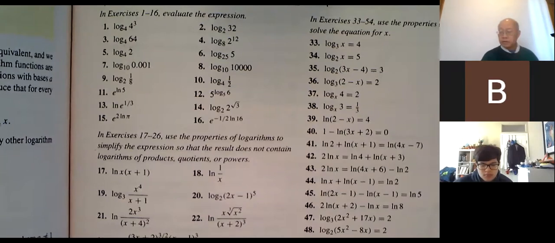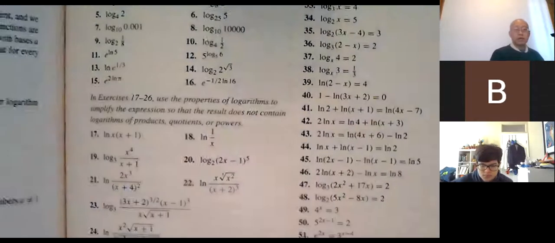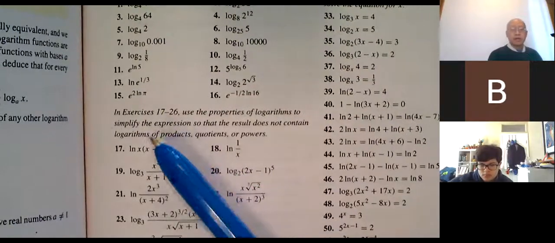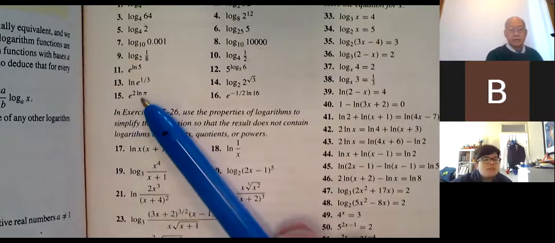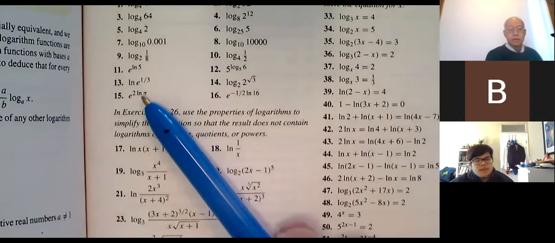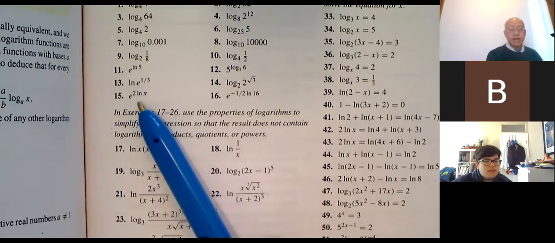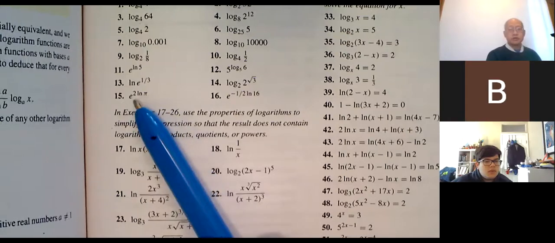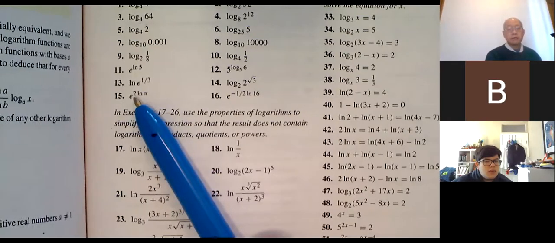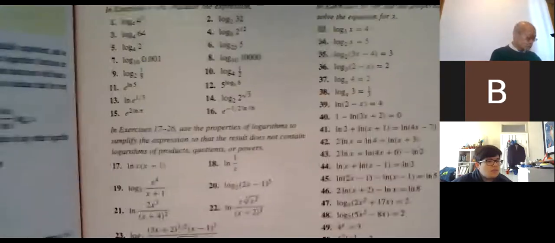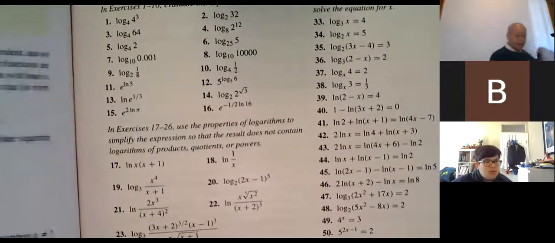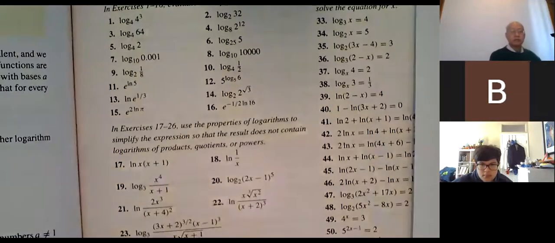But let me show you a little bit harder one, which would be 15. Okay, 15. There's an e and there's an ln. Now, if that 2 weren't there, I would just say e, ln, cancel out, and the other is pi. There's a 2 in the way. Right, so how do I get that 2 out of there, so to speak? Okay, let me show you what you do in that case. So e to the 2 ln pi.